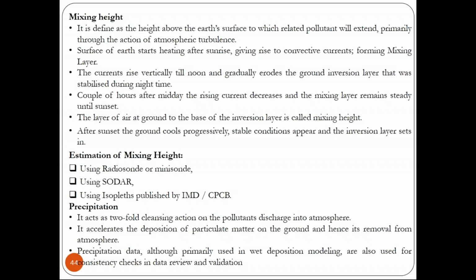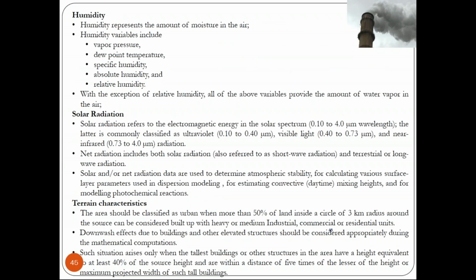Another last parameter is precipitation. It acts with a twofold cleansing action. This is also known as the diluting factor, because the pollution will be diluted in the rain. Hence, monitoring is not permitted in the monsoon season. This precipitation data is primarily used in wet deposition modeling, and it is also used for consistency checks in data for review and validation.